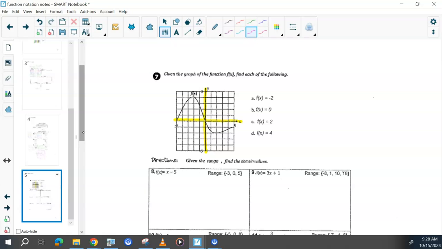Okay. So when y is negative 2, your x value is at 2. When f of x equals 0, what is your x value? Zero. When f of x equals 2, now there are 2 answers for this one. Give me one of them.